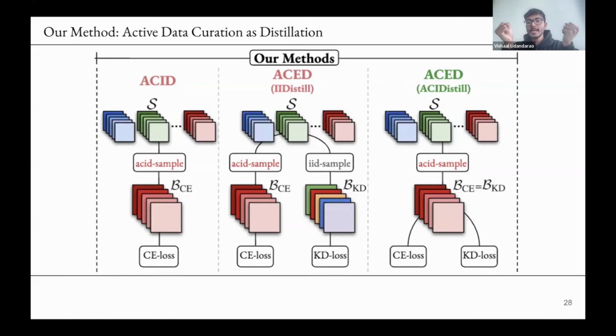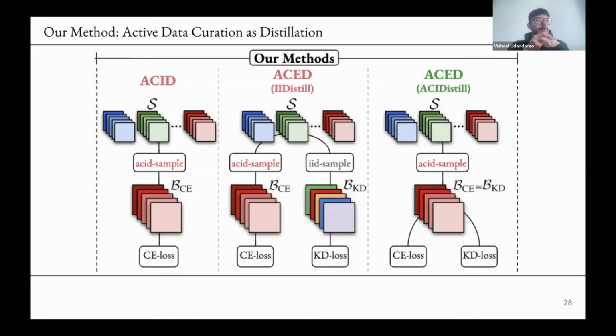Because remember, if you have 2 objectives, you have a choice of which data batch you apply which objective on. So if you apply the contrastive loss on the ACID sampled batch and the KD loss on the IID sampled batch, that's the method in the middle. And the method on the right is essentially, again, just doing contrastive loss and KD loss together, but on the sampled batch from ACID itself, right?